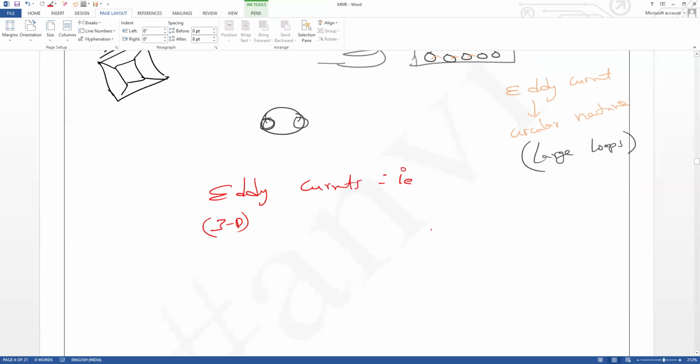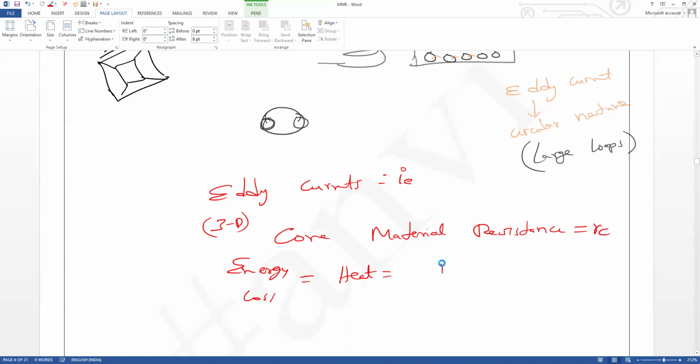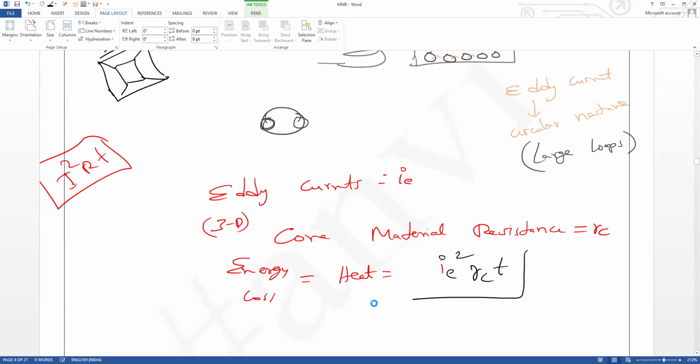Now let me take the core material resistance. Definitely iron has some resistance. Is it right or wrong? So core material definitely has some resistance. The resistance of the core material, let me take it as RC. Then how much is the energy loss? Anybody can tell? Energy loss in the form of heat, by Joule's law of heating, is I squared R T. Here I is the eddy current. So I squared into RC into T is the energy loss because of eddy currents.